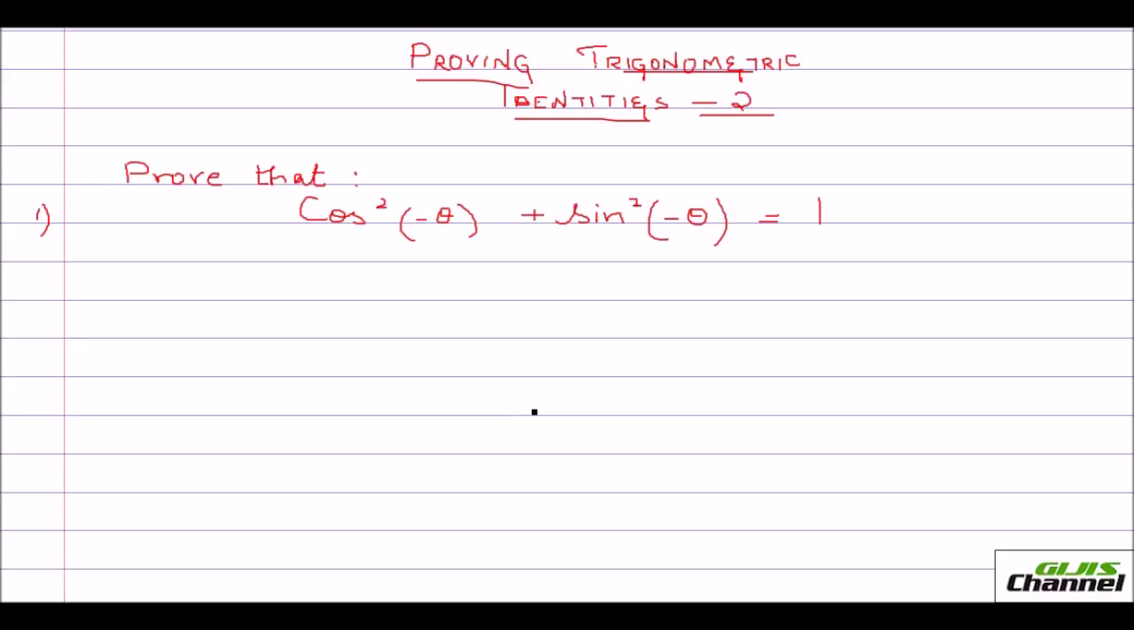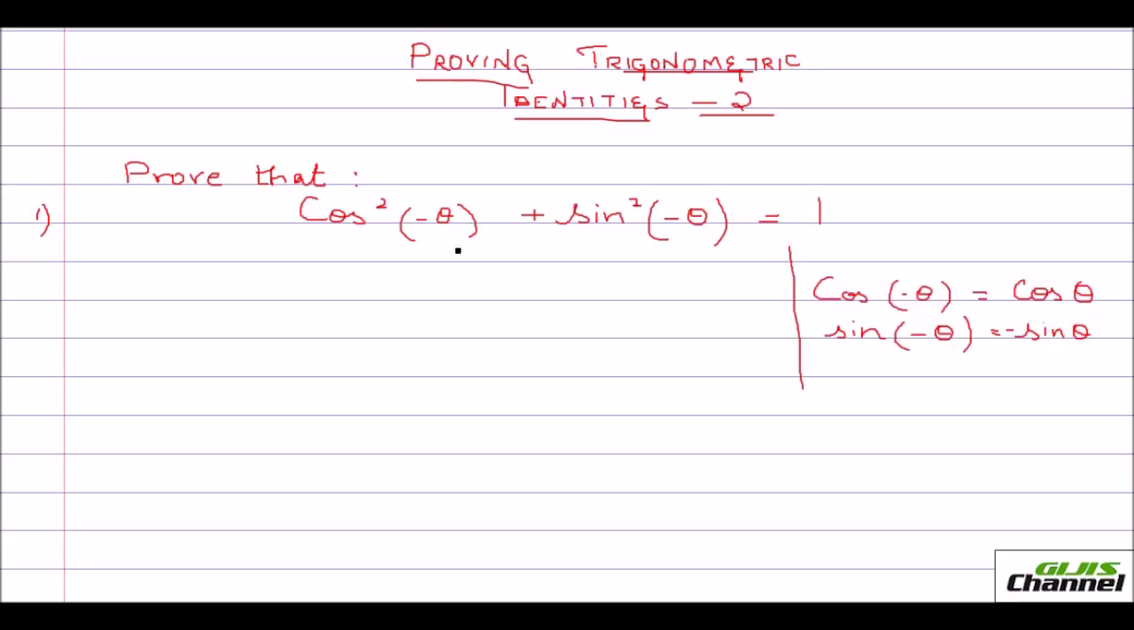So here it is negative theta inside, so that means you are going to use the even-odd identities here. We know cos negative theta is equal to cos theta, right? And sin negative theta is equal to minus sin theta. So I would write that here, and let's apply this here.